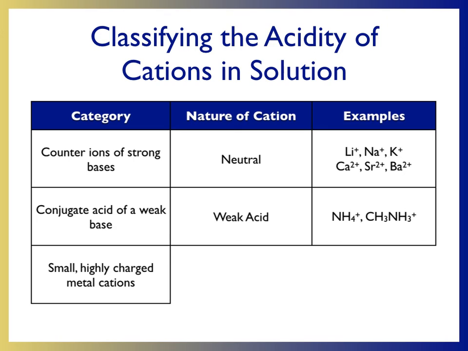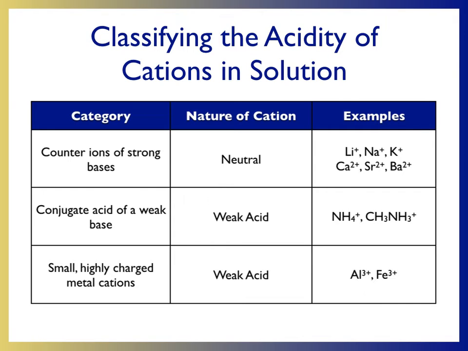The third category of cations are cations that are very small but have a high positive charge. These are usually transition metals or late main group metals that have a charge of +3 or higher. These cations interact with the water molecules in solution to make the hydrogens more acidic. Therefore, these cations in solution are weakly acidic. Some examples of small highly charged metal cations are the aluminum 3+ and iron 3+ ions.